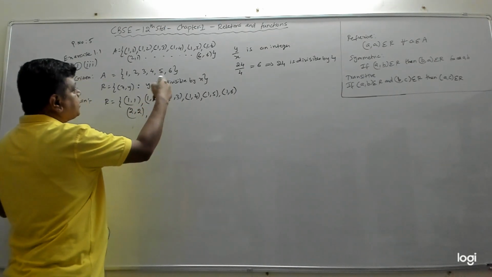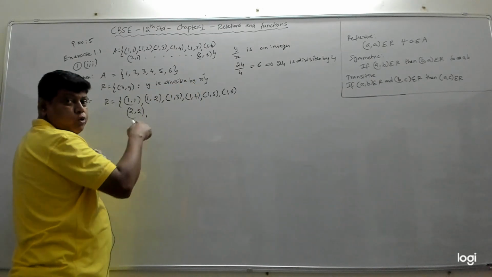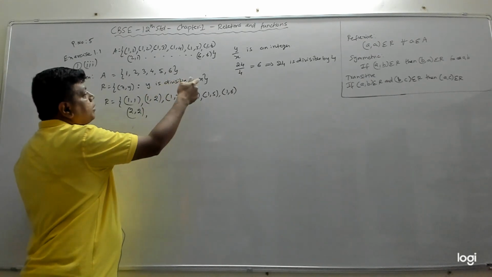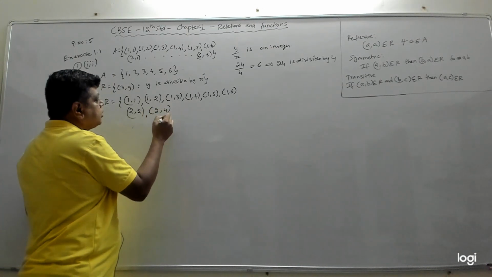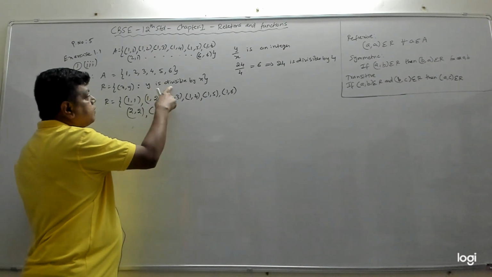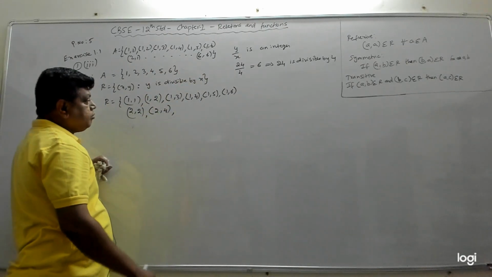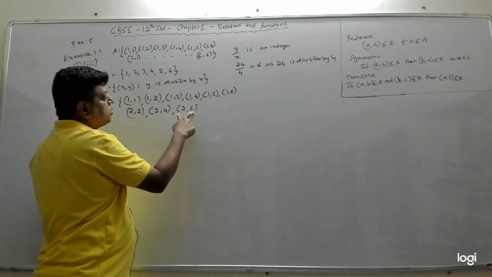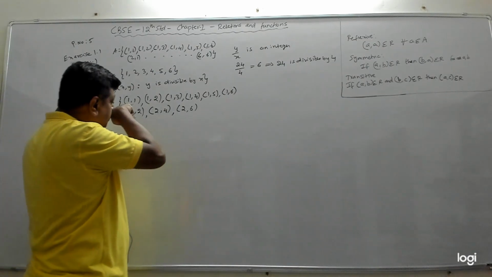Then will 2 comma 3 come? 2 comma 3 means 3 should be divisible by 2. But 3 is not divisible by 2. Next is 2 comma 4. 2 comma 4 means 4 is divisible by 2. Yes, 4 is divisible by 2, so 2 comma 4 will come. Your y is 4, your x is 2. Then 2 comma 5 won't come. 2 comma 6 will come because your y is 6, x is 2. Substitute here. 6 is divisible by 2. Yes, so 2 comma 6 will come.